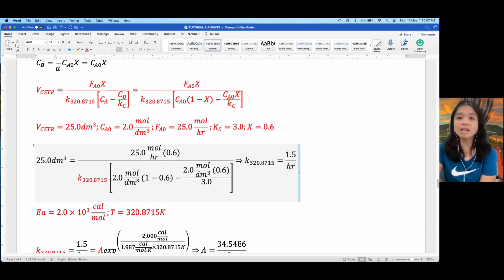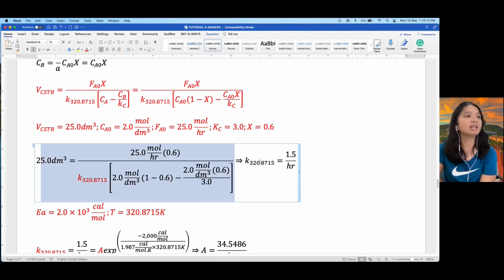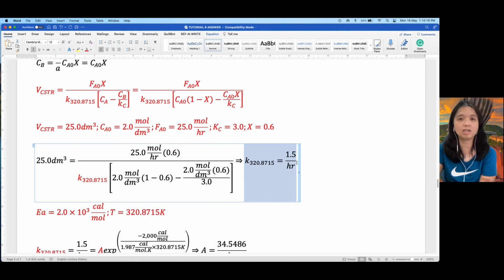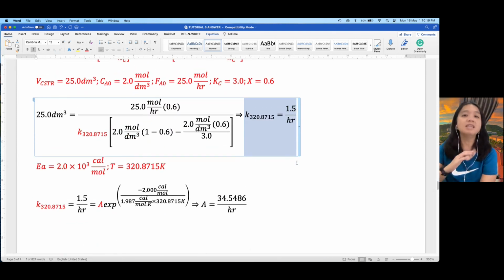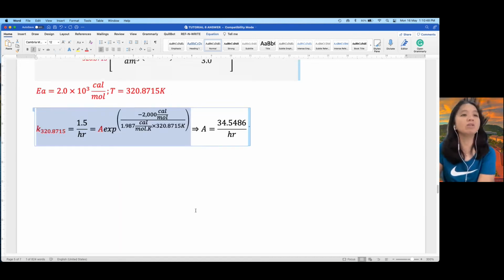So X is 0.6, and again you replace Kc with 3, the equilibrium constant. When you solve this, you will get K as 1.5 per hour. Now that you have obtained K, only then do you substitute into the final equation of the Arrhenius, and you'll be able to get your value of K, the pre-exponential factor, as 34.5486. Question number 3 is slightly complicated because first it is a reversible non-isothermal reaction, and then you have to apply the knowledge of chapter 4 in order to express the rate law to solve the question. So we have done questions 1, 2, 3.